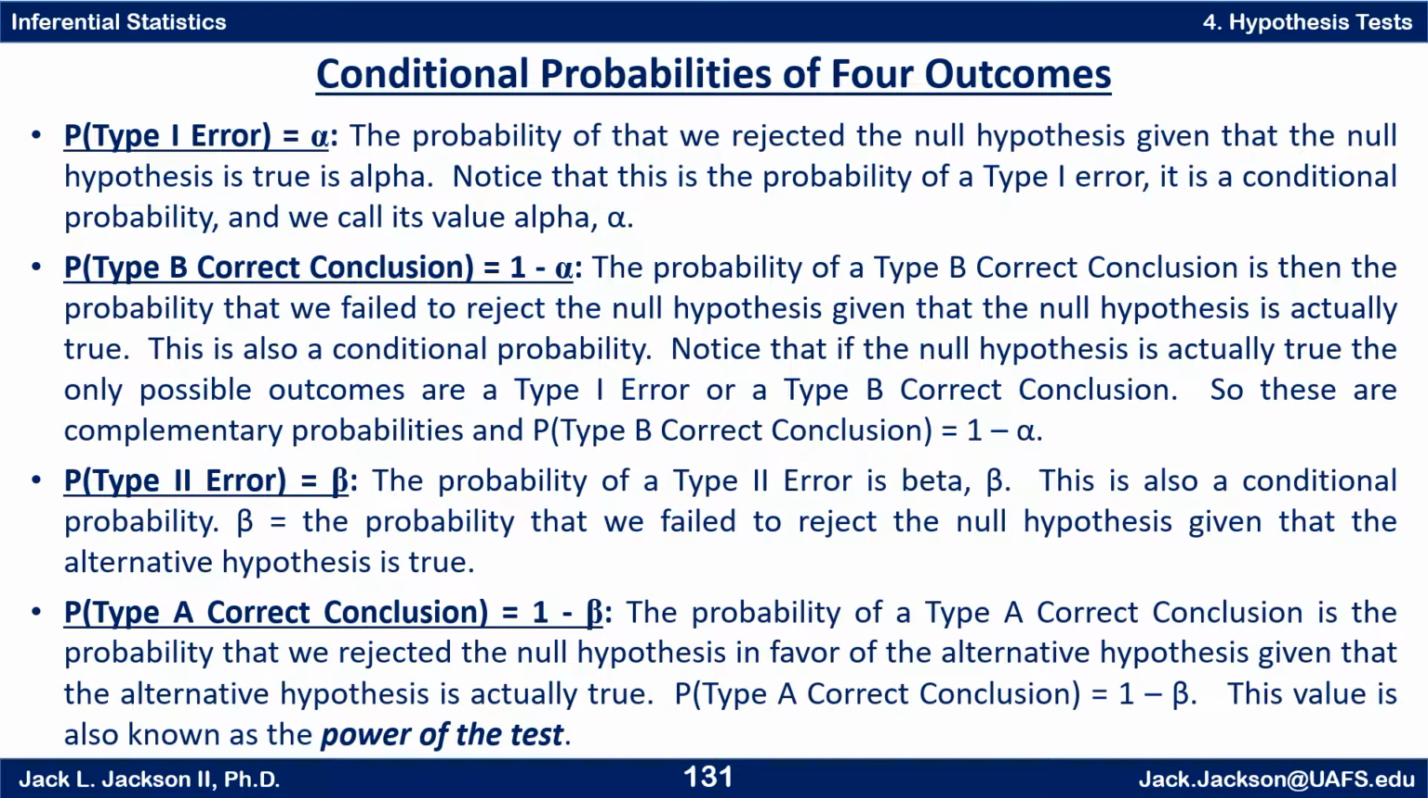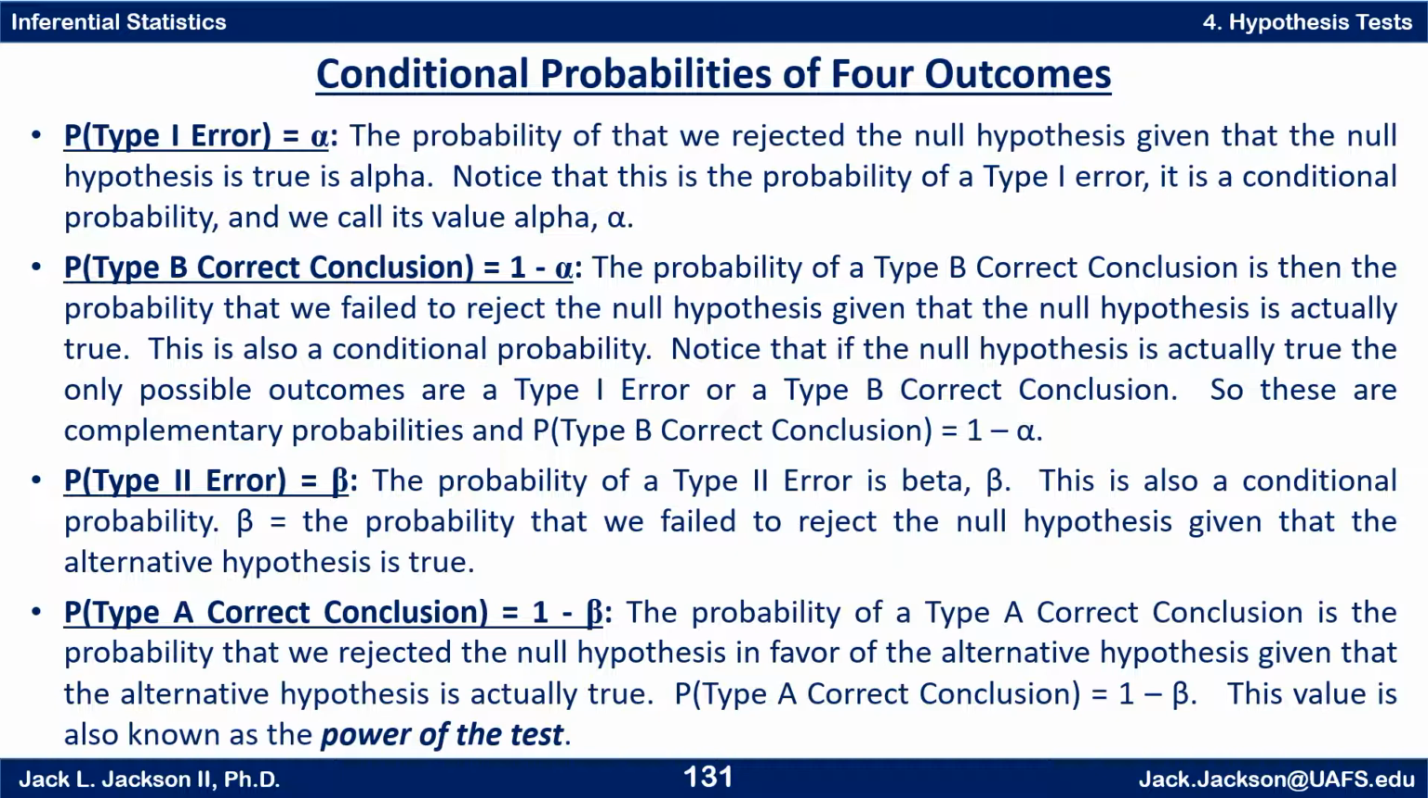The probability of a type 1 error is alpha. That's the probability that we rejected the null hypothesis given that the null hypothesis is true. Notice that this is the probability of a type 1 error, and it is a conditional probability. We call its value alpha. The probability of a type B correct conclusion is the complementary probability, 1 minus alpha.